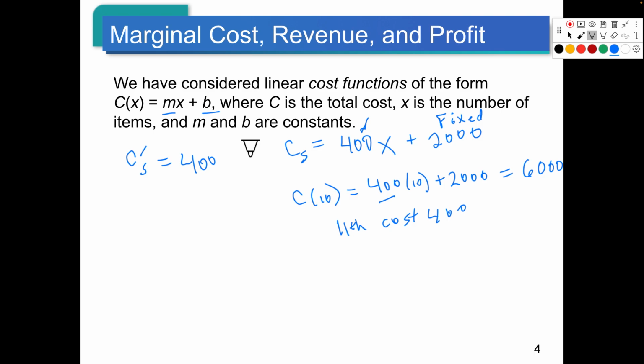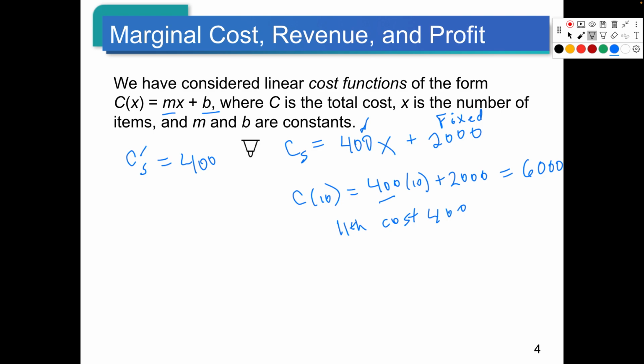Yes, it's 400 because it's a linear equation. The slope is actually the derivative. And so when we get something more complicated, all we have to do is look at what that derivative is, and that's going to give us our marginal cost. We made 10, but let's make another one for whatever reason. It's going to cost us 400.